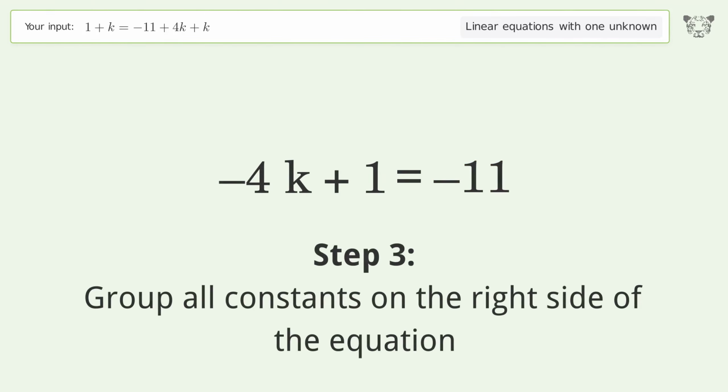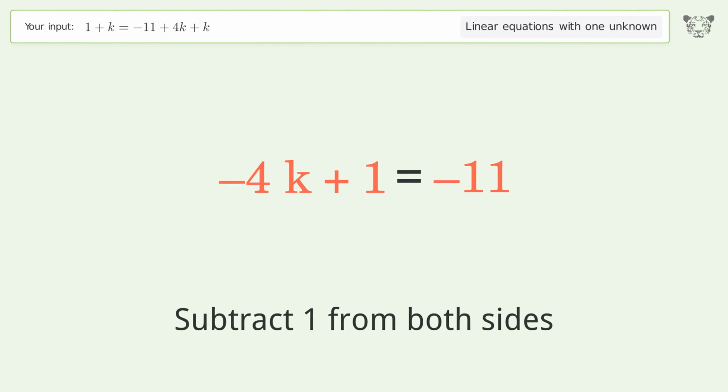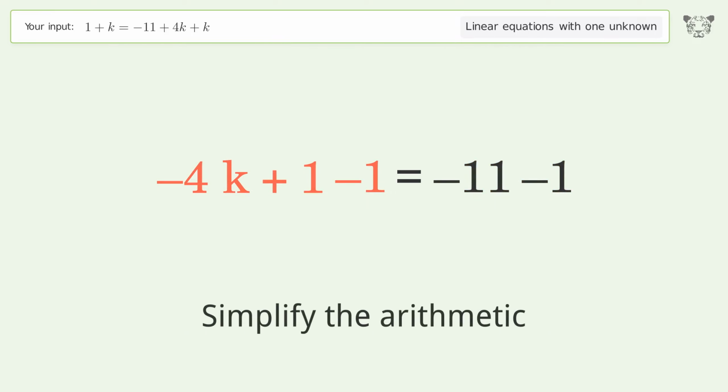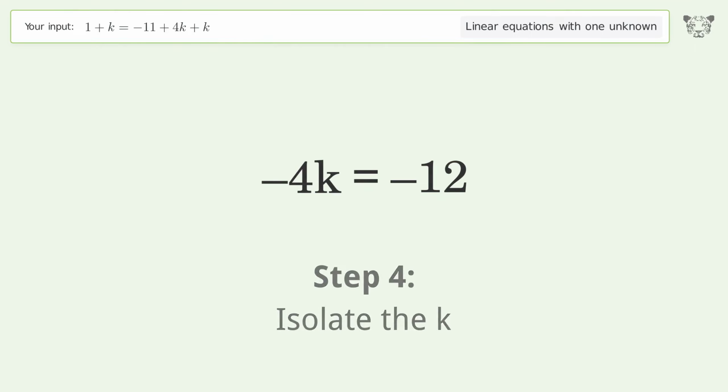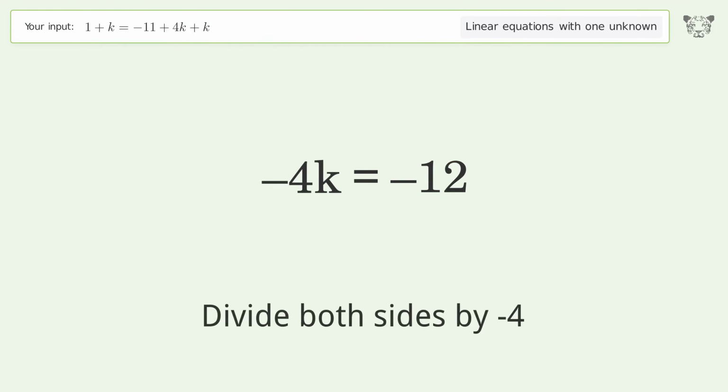Group all constants on the right side of the equation. Subtract 1 from both sides. Simplify the arithmetic. Isolate the k. Divide both sides by -4.